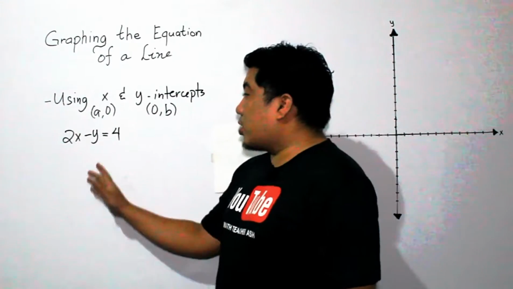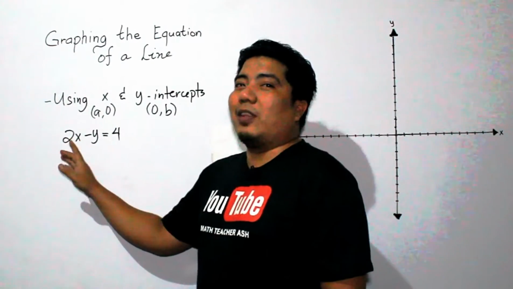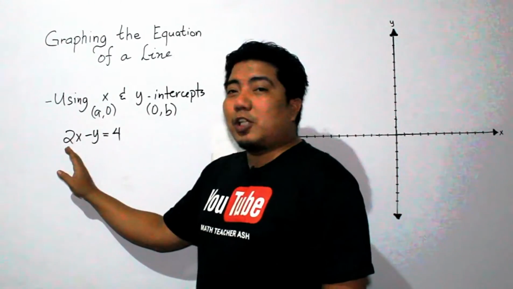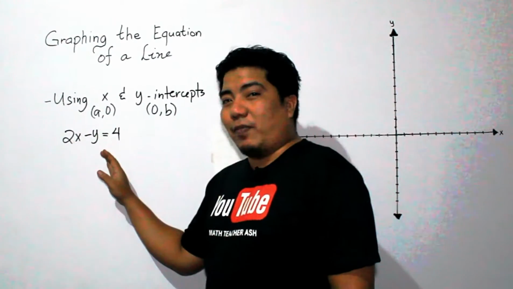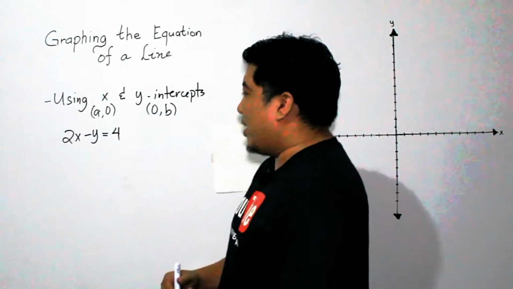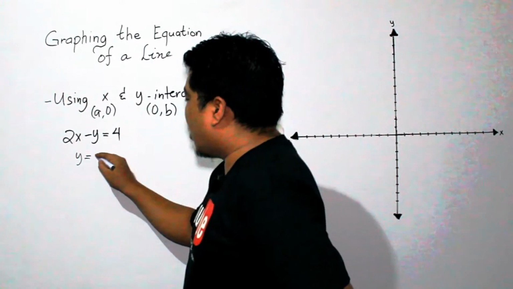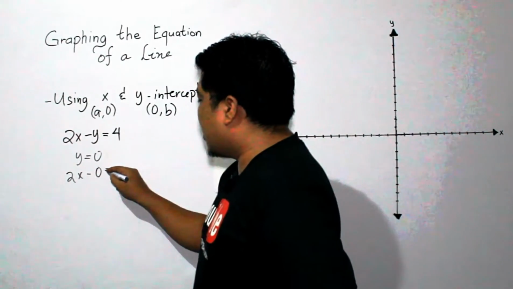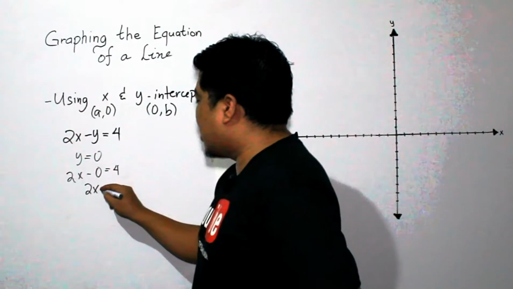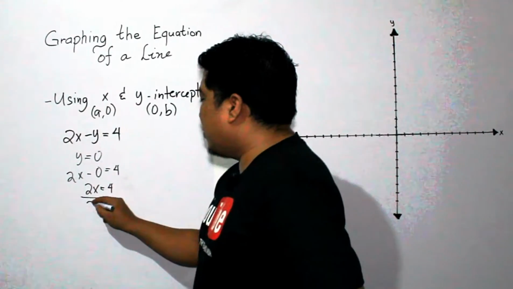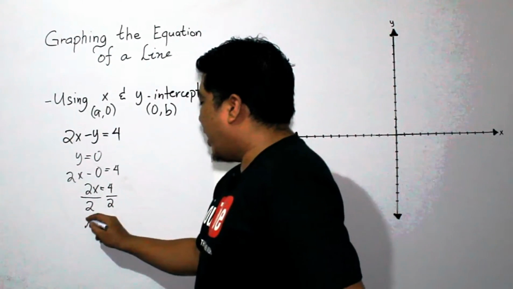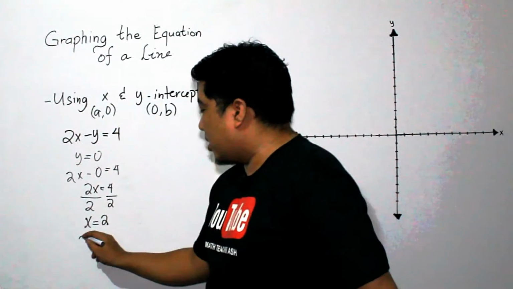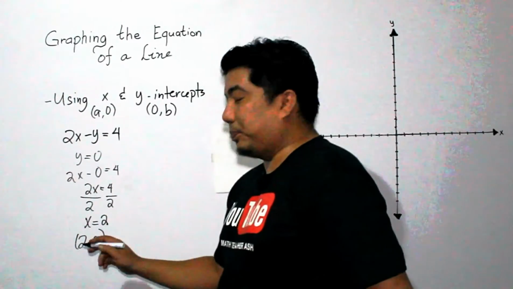Okay, so how do we do this? Technically, you just need to substitute y with 0 to get the value of the x-intercept. While for the y-intercept, you substitute x with 0 and solve for the value of y. How do we do that? Okay, let's start first with y is equal to 0. So that is 2x minus 0 is equal to 4. So we have 2x is equal to 4. Divide both sides by 2, and x is equal to 2. Therefore, our x-intercept is at 2, 0.